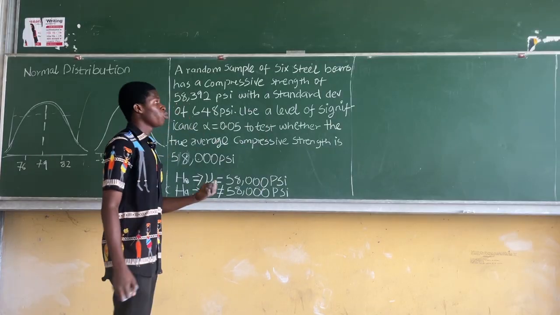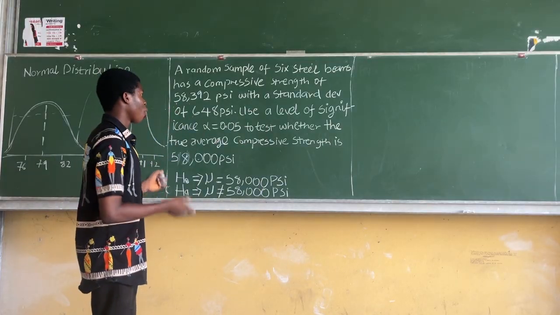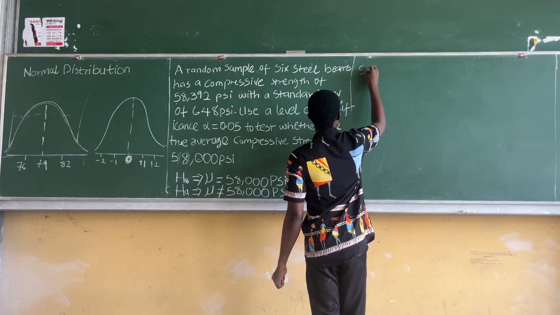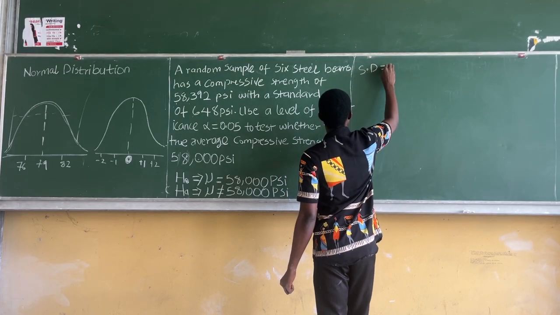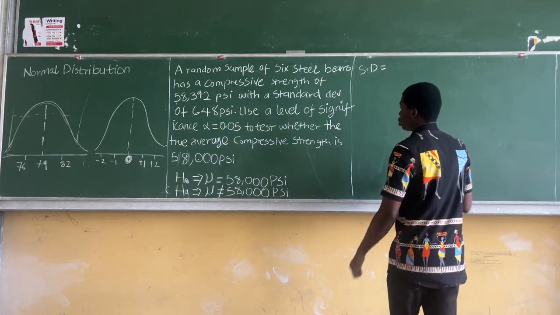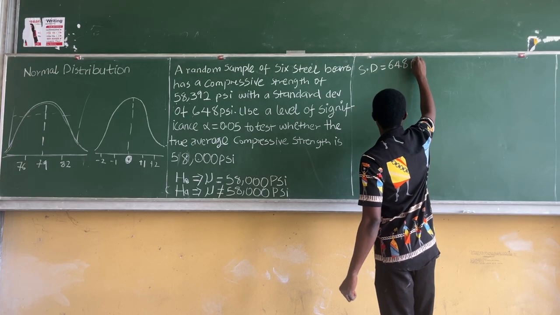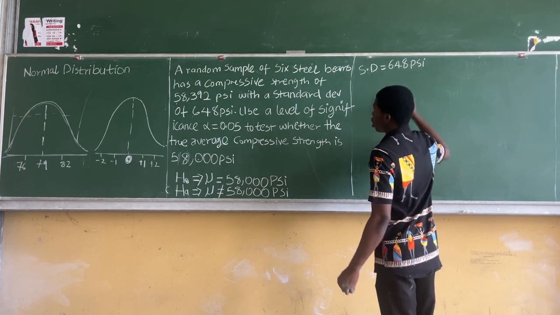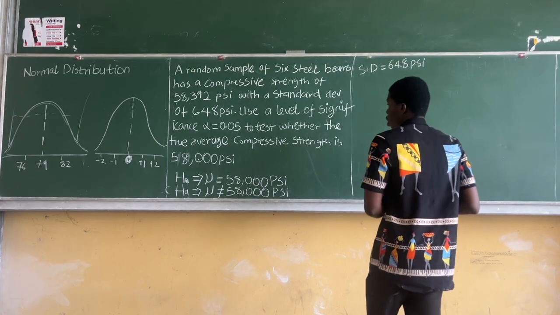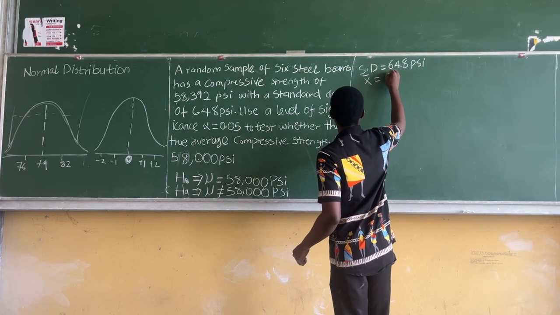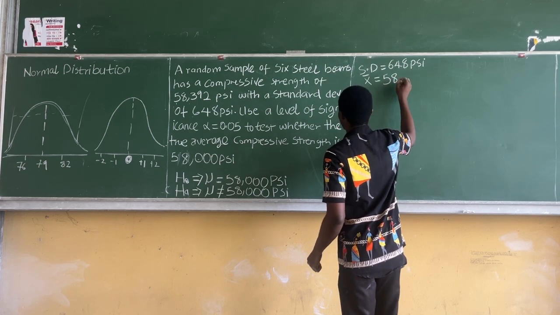So now we are going to be writing out other parameters that make this equation stand out. The standard deviation is 648 psi. Our n value, x bar, is equal to, this is the sample mean.